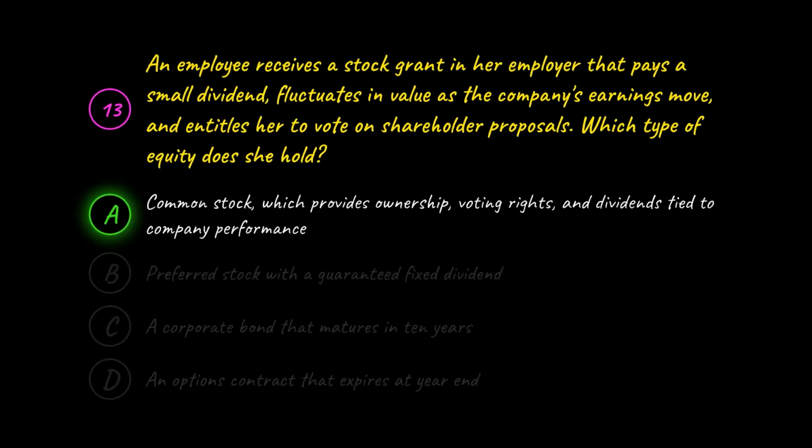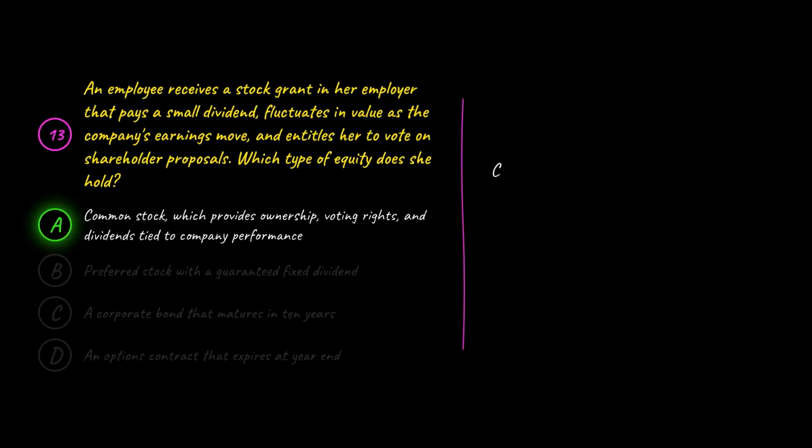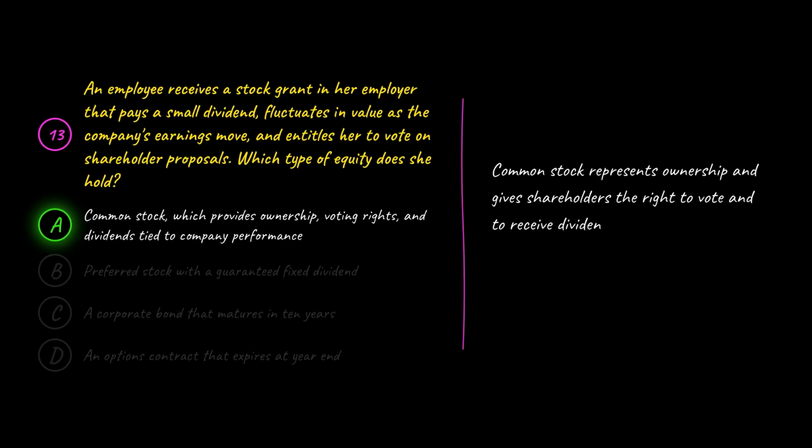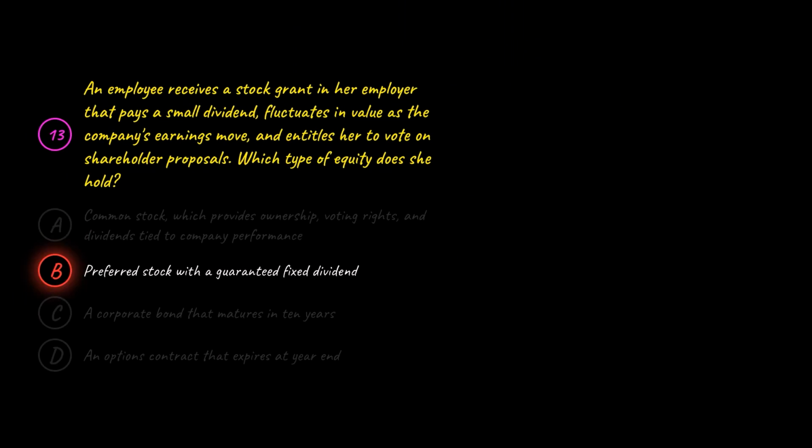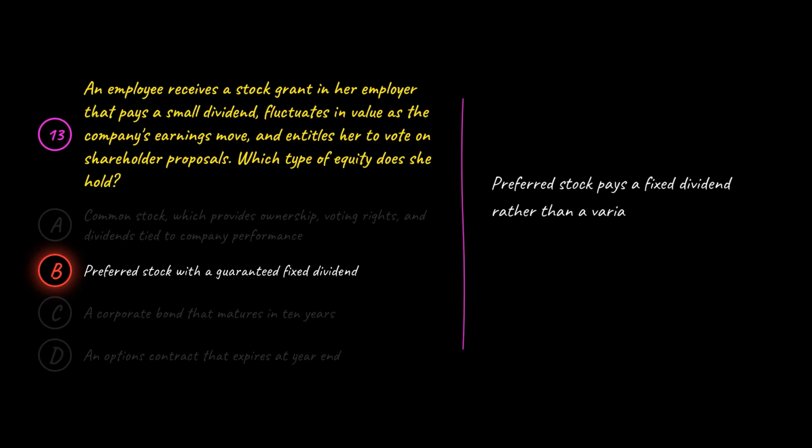The correct answer is A. Common stock, which provides ownership, voting rights, and dividends tied to company performance. A is correct because common stock represents ownership and gives shareholders the right to vote and to receive dividends that depend on company performance. The features described match common stock exactly. B is wrong because preferred stock pays a fixed dividend rather than a variable one and does not generally carry voting rights at shareholder meetings.